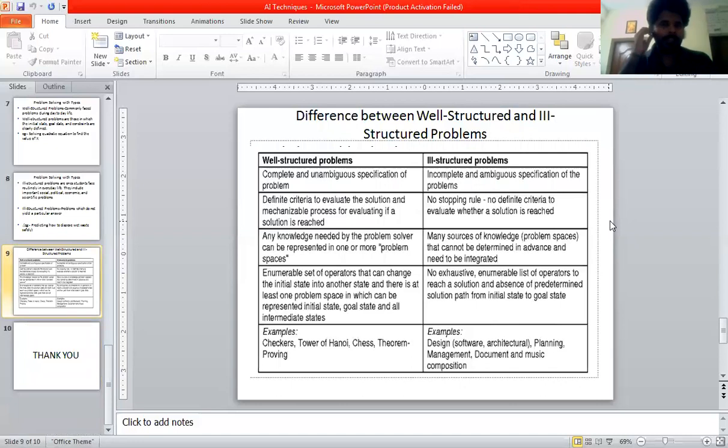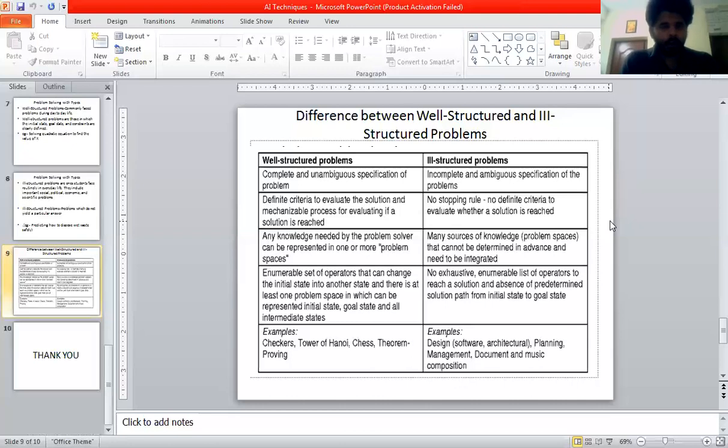Next, finally, what is the difference between well-structured and ill-structured problems? I'll tell the example with the distinguishing difference between them. A well-structured problem has a complete and unambiguous specification of the problem. Here, an ill-structured problem has an incomplete and ambiguous specification of the problem. I already told this with an example. A well-structured problem has defined criteria to evaluate the solution and a mechanical process for evaluating if the solution is reached. So there will be no stopping criteria, no definite criteria to evaluate whether the solution is reached in an unstructured problem.